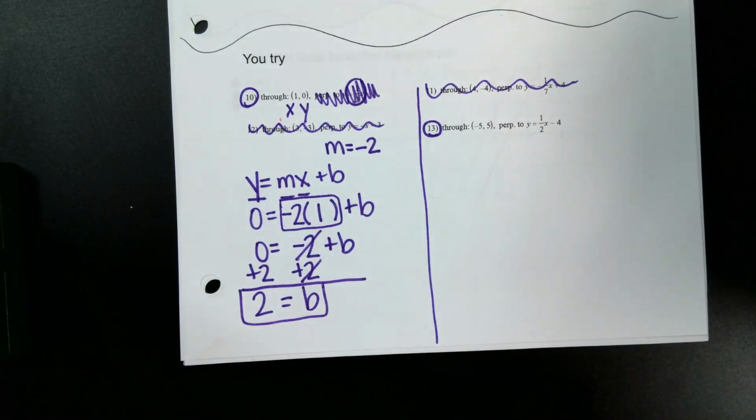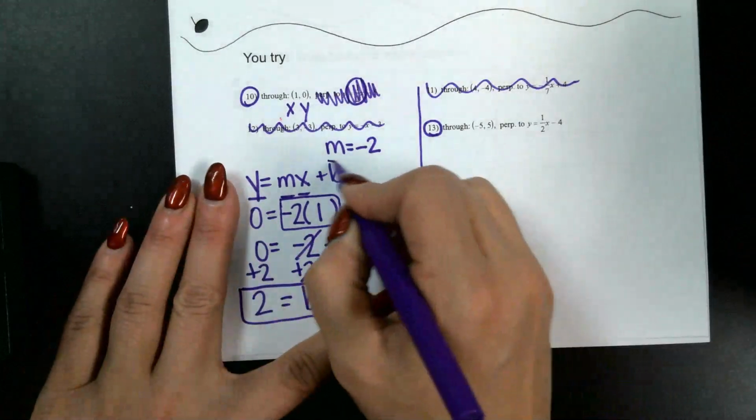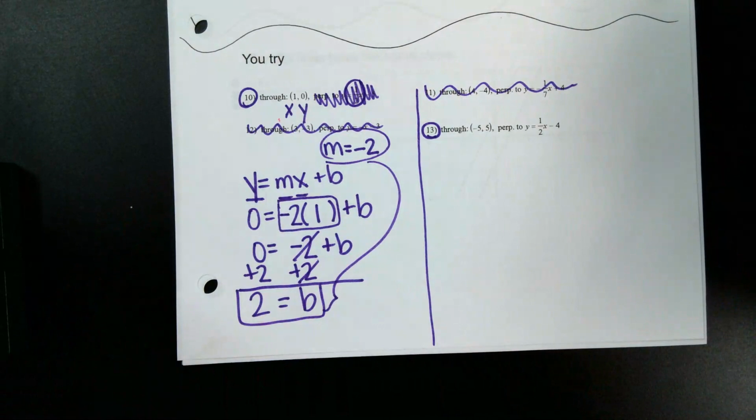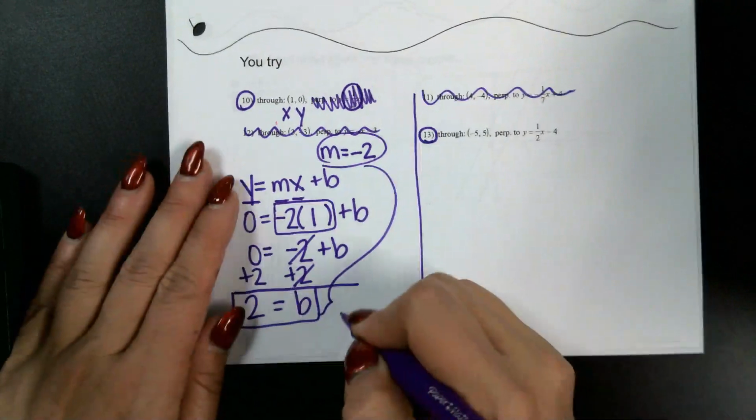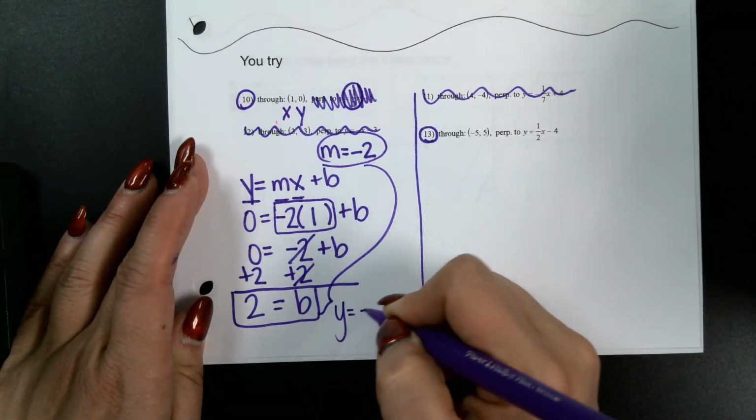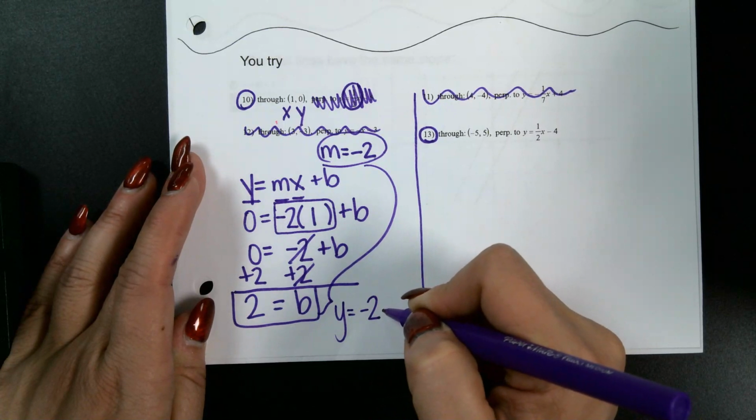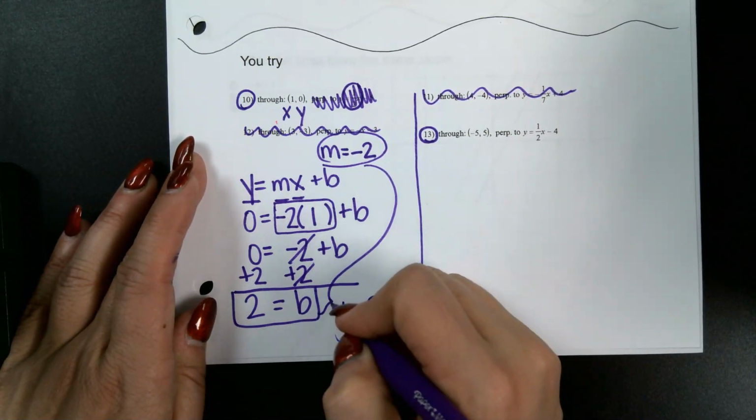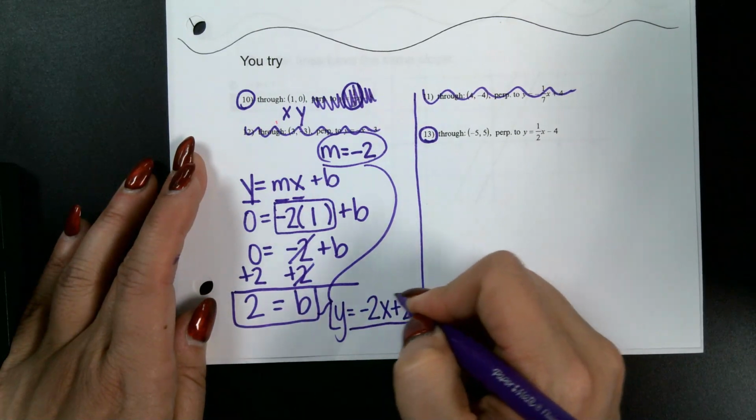So now, to write our equation, we have an m of -2 and a b of +2. So using this and this, what would my equation say? -2 what? Yeah, don't forget that x. -2x plus 2. Nice job.